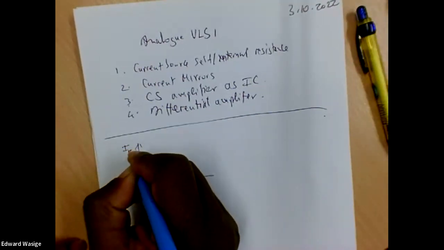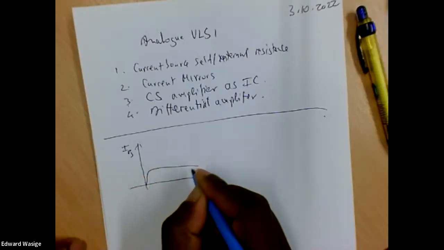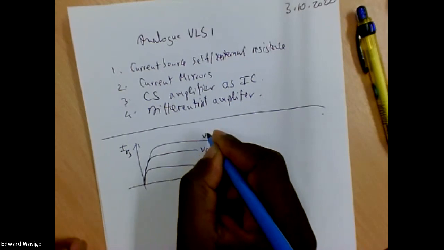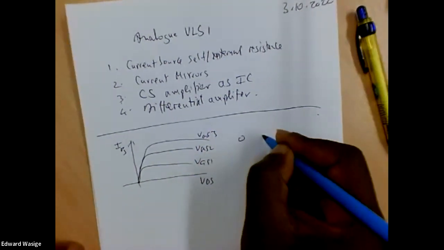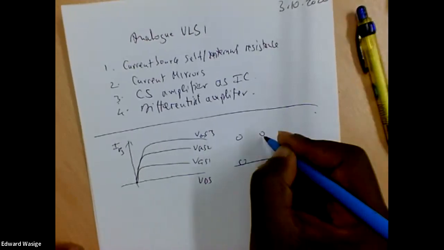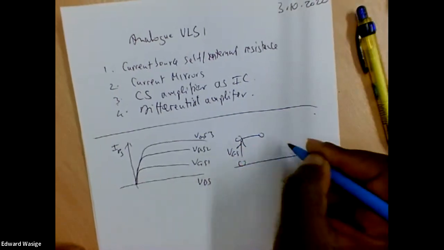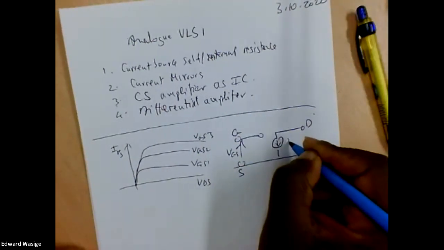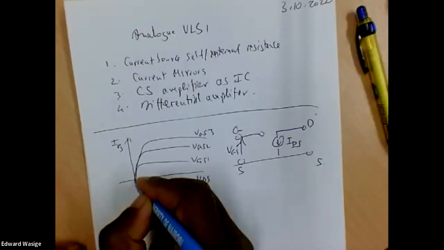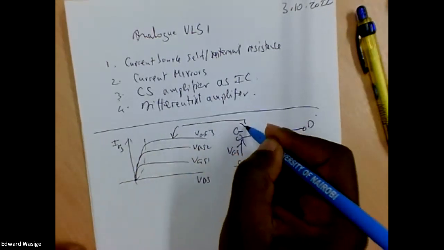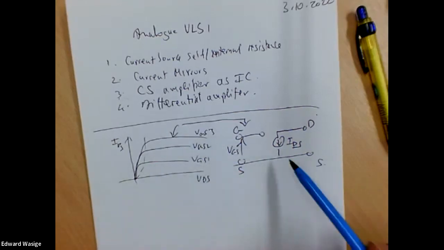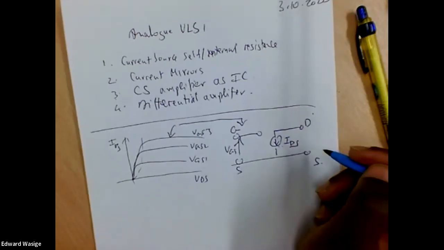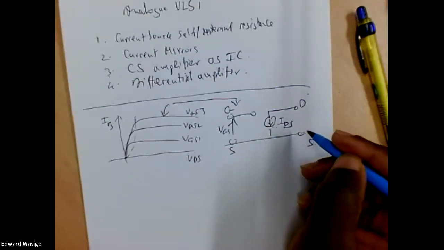So we are familiar with this. For a PMOS, the characteristics look like that. VGS1, VGS2, VGS3. And the model for this, we already looked at it. So if that's VGS, that's drain, gate, source. That's IDS. And in this region, the model looks like that. So in the active region of the transistor, the current is constant. It doesn't depend on VDS.